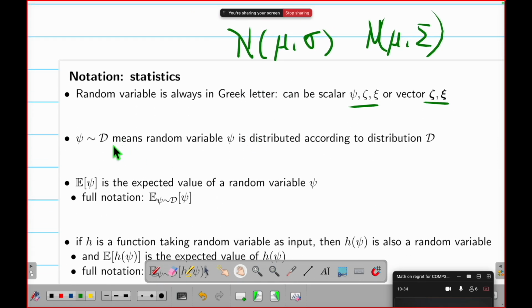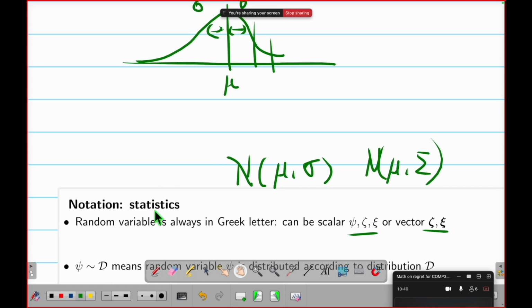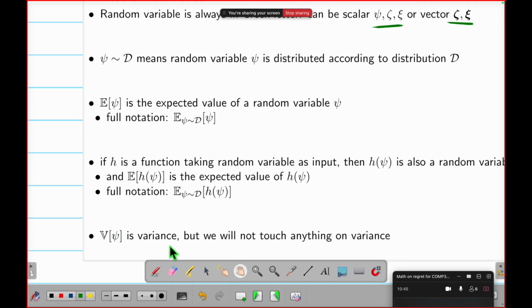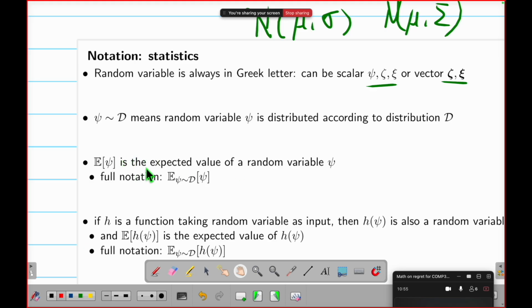But generally, we can write D. D can be any distribution. For example, if it's flipping a coin, then this is a Bernoulli. For a random variable, we have something like E and V. Because of time, we don't touch anything on V, no time to talk about V. We just talk about E. So what's the E? E is the expected value.